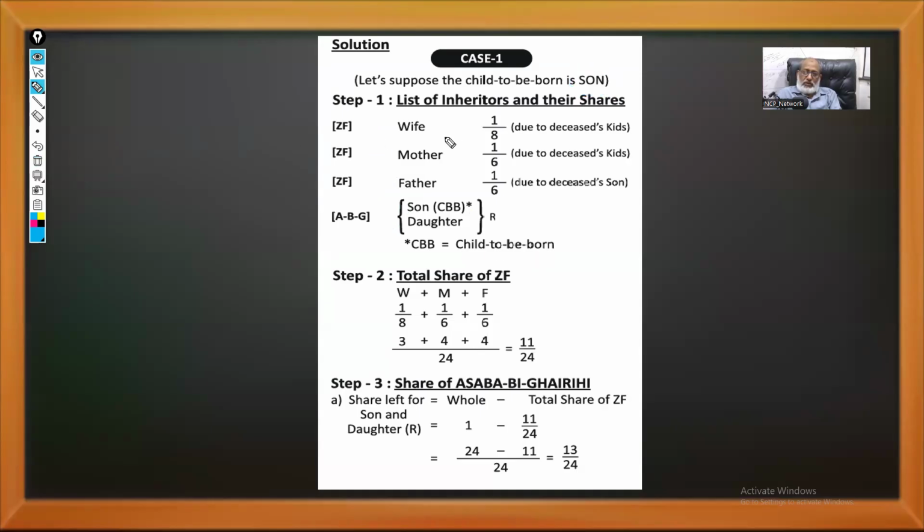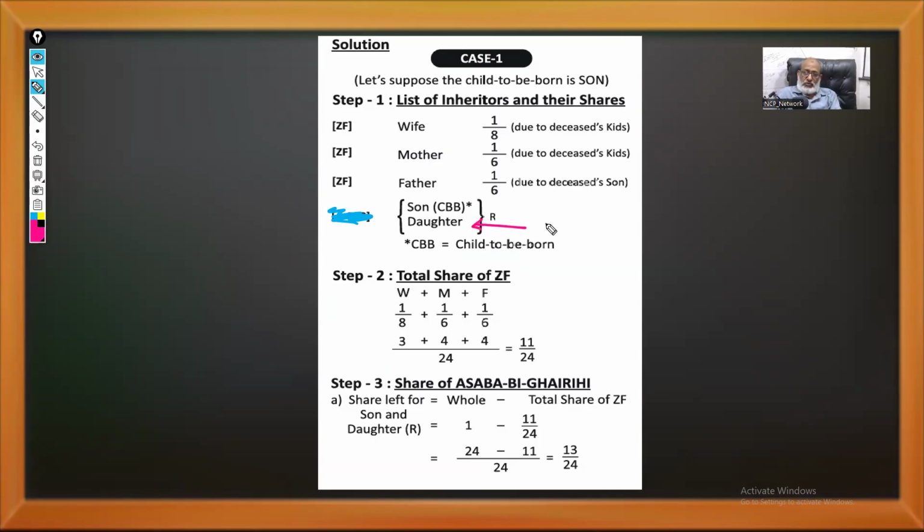So the share of the wife will be 1/8 due to the presence of the kids, and the share of the mother will be 1/6, and the share of the father will be 1/6 due to the son. If only a daughter was there, then the share of the father would be 1/6 and the residue. So these are the primary heirs, only three, and the son and daughter belong to the residuary heirs.